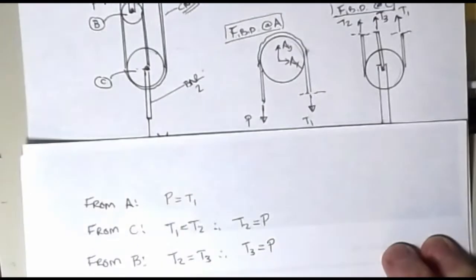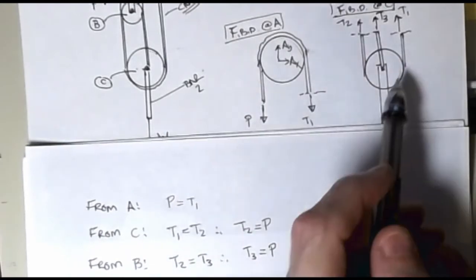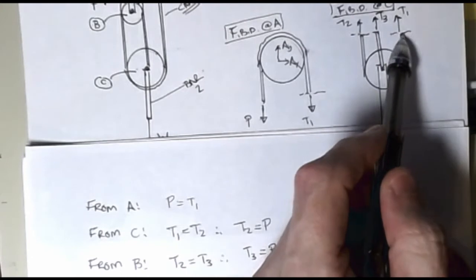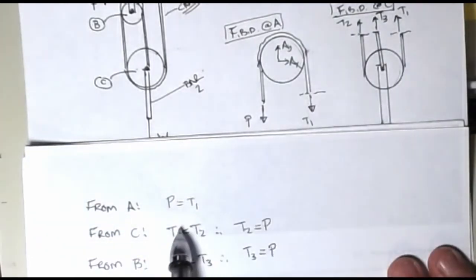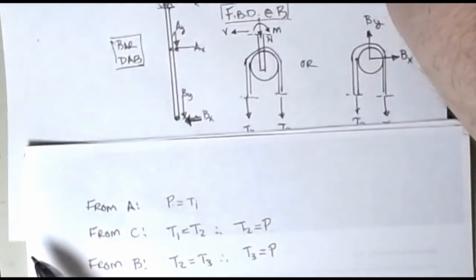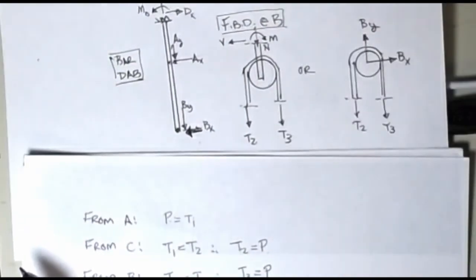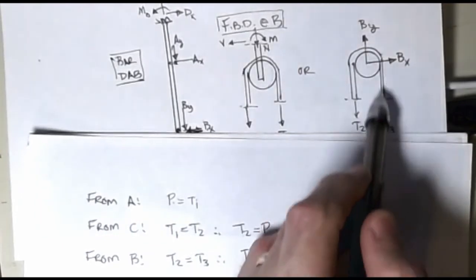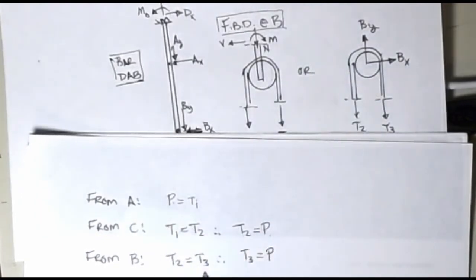No problem. And then from pulley C, that's the one over here, we said that for the rope that wraps around the outside, T1 had to be equal to T2. And since we knew that T1 was equal to P, we know T2 is also equal to P. And then from B, which was the one down on the bottom, this one, we know that again the rope wraps around pulley B, so T2 has to be equal to T3, and we found that T2 was equal to P up in this equation, so T3 is also equal to P.